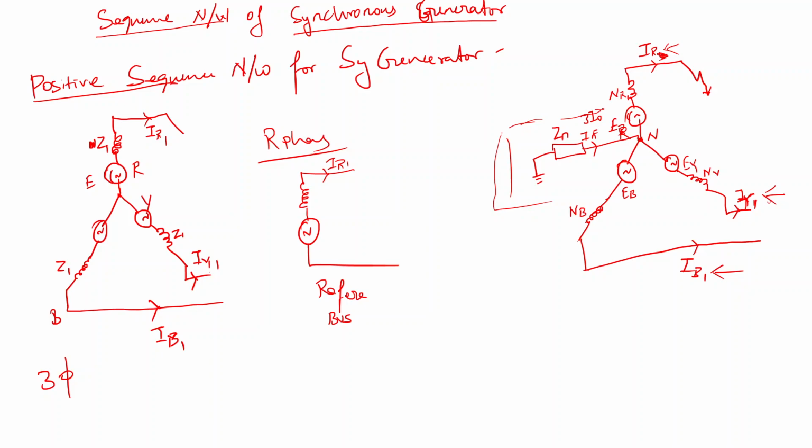But in positive and negative sequence, the I0 current will not flow, so we will not consider it; only the neutral we will consider. So this neutral I will consider as the reference bus for the positive sequence. And we know that this is Z1 and then E, or E1, no problem. Now this is the positive sequence diagram for a generator. Respectively, for the Y phase also we can draw, and the B phase also we can draw. So this is the sequence network for the given diagram.